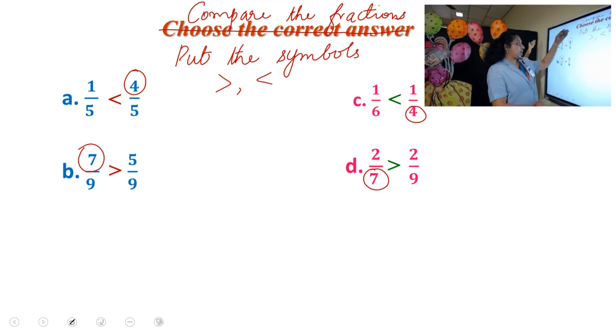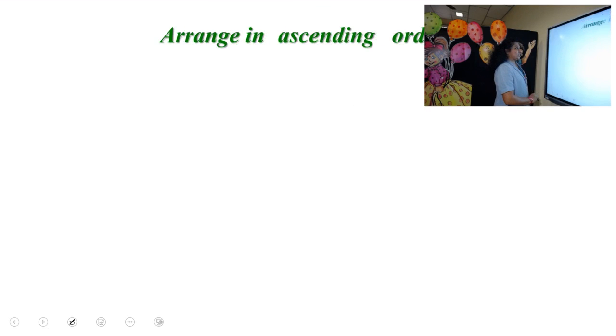Understood? By mistake, I wrote choose the correct answer. It was given in the textbook as such. From that, I took this question. That's why the question was wrong. The question is put the symbols greater than or less than or compare the fraction. That will be the question. Clear?